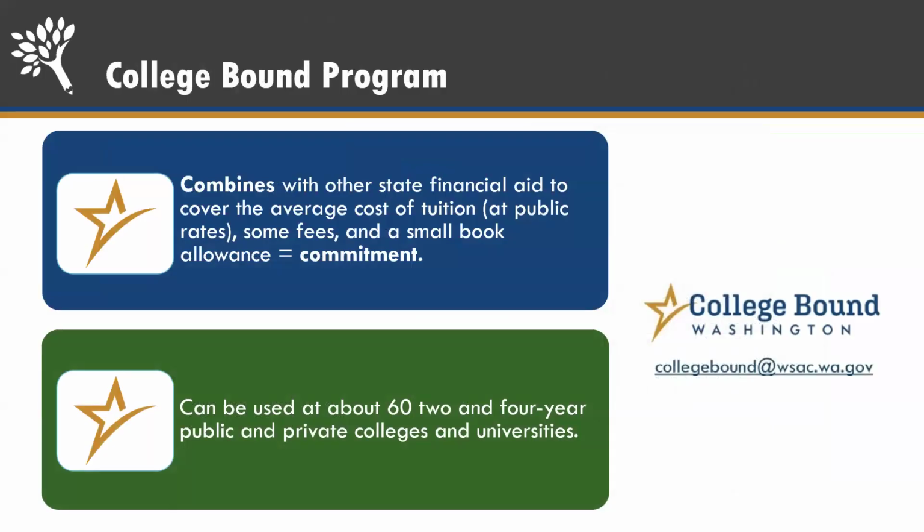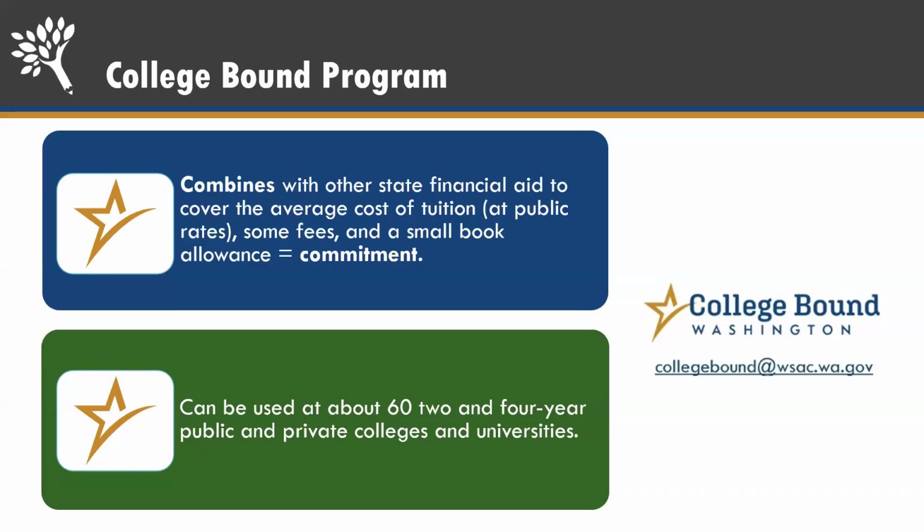It's going to combine with other state funds to cover the average cost of tuition at public rates. So the highest public rates are going to be at UW and WSU tuition rates, and then some fees and a small book allowance, and that's the commitment. And the nice thing is you're seeing it's at the public rate. So you may be thinking, what if a student wants to go to a private college? That's also an option, because even though there's a difference in tuition from the public to private rate, some of the colleges are providing a scholarship that covers the difference.